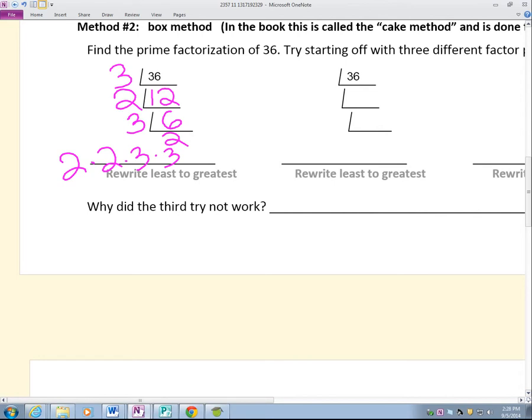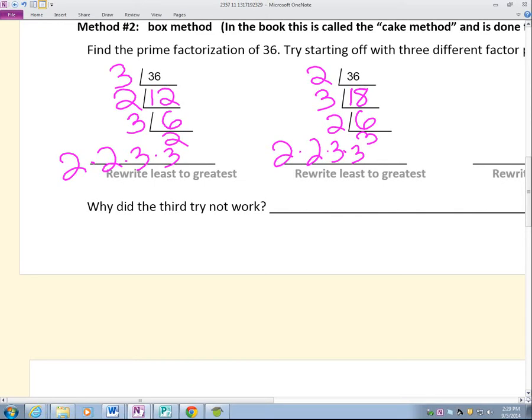Okay, what do you want to put here? A prime number, not 3, that goes into 36. 2. Let's try it. 2 times what is 36, Cam? Yes, 18. Good. What prime number goes into 18, Jace? 3. 3 times 6 is 18. 2, 3. Same thing again: 2, 2, 3, 3.